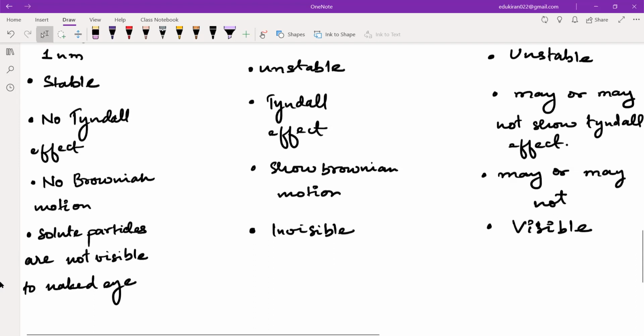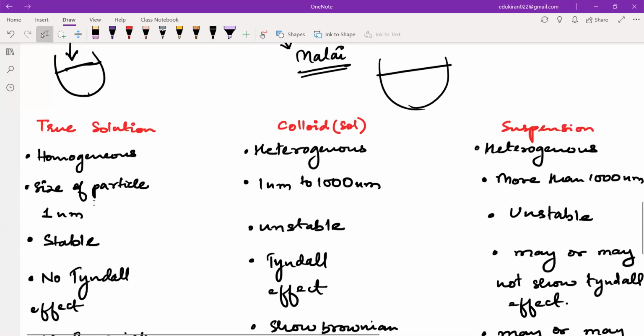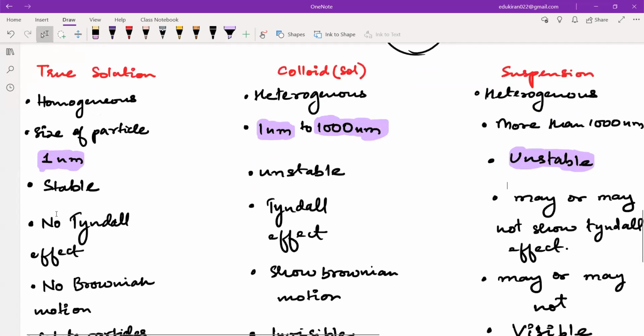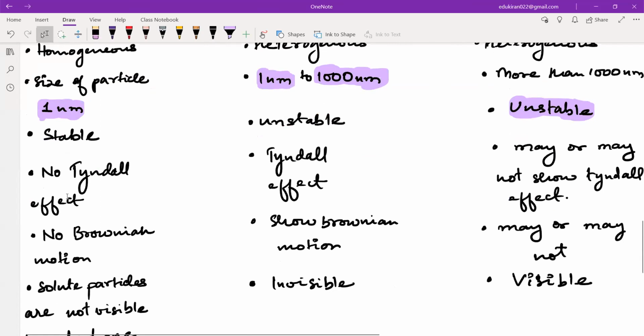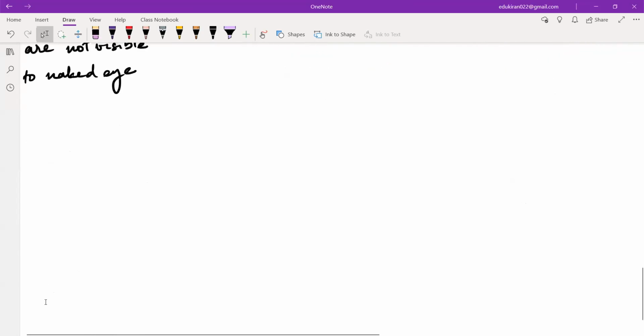Okay. And how many points? 1, 2, 3. But in this, you just remember this one. This is very important. Size of particle is very important. So all the differences are fine, but please remember the size of particles is the most important point. Now let us talk about some classification on the basis of colloids.